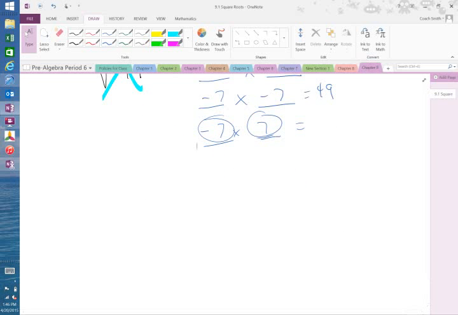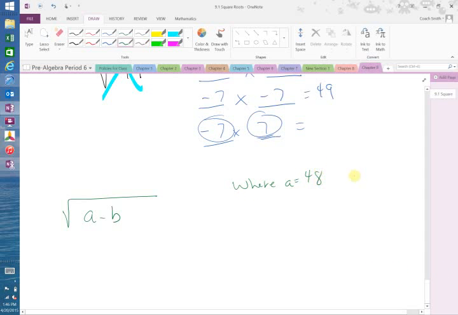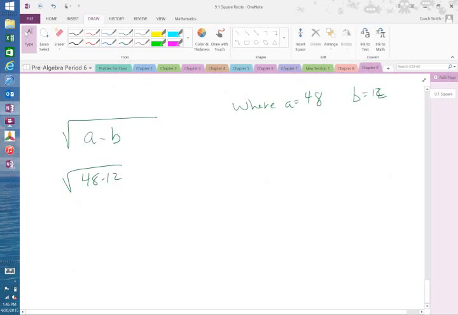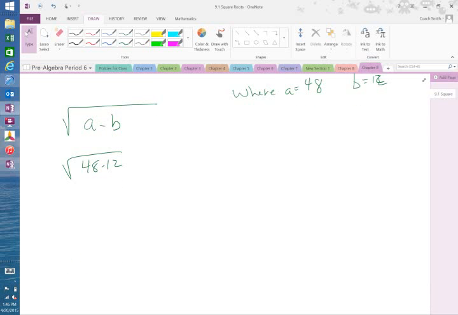All right. Last thing. Square root of a minus b, where a is equal to 48, b is equal to 12. So you just plug those in. So you have the square root of 48 minus 12. 48 minus 12 is 36. So the square root of 36 is 6.